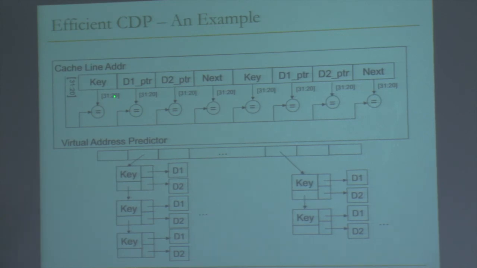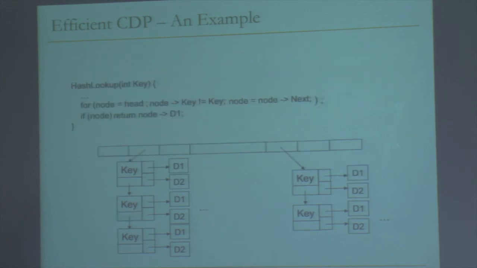But if you have content-directed prefetching, as I described it earlier, your layout of the data structure may look like this. Like this is key, data one pointer, data two pointer for the first node and the next pointer. Key, data one pointer, data two pointer, and the next pointer for the second node. If you have pure content-directed prefetching, what might happen is all of these pointers match, right? So you prefetch six of these blocks. Whereas you may want to prefetch only the next blocks.